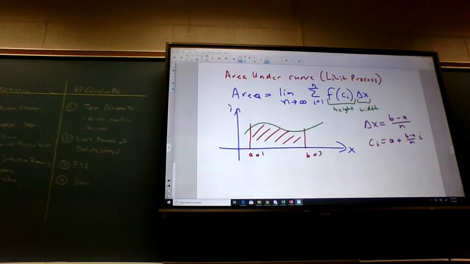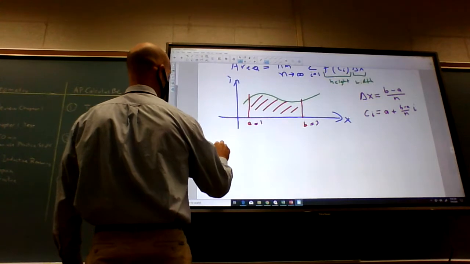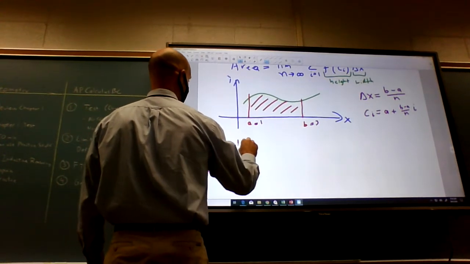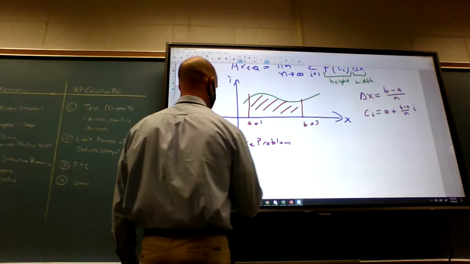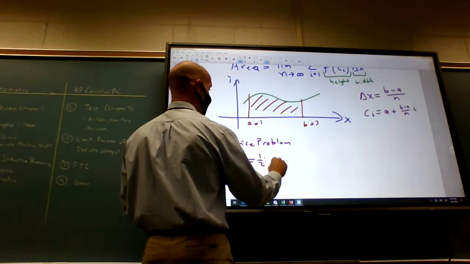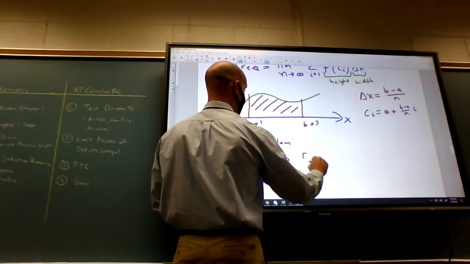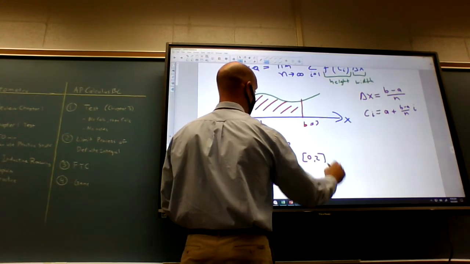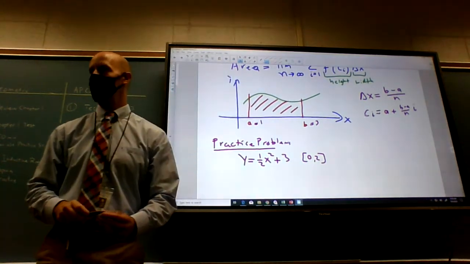Okay. This one I'm going to make it start at 0. So this is a different problem. So here's our practice problem. I want you to find the area under the curve 1/2 x squared plus 3 from 0 to 2. Oh, actually, you know what? I guess there's some other things I need to remind you of.